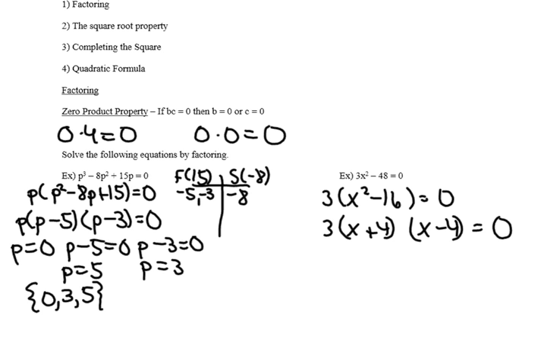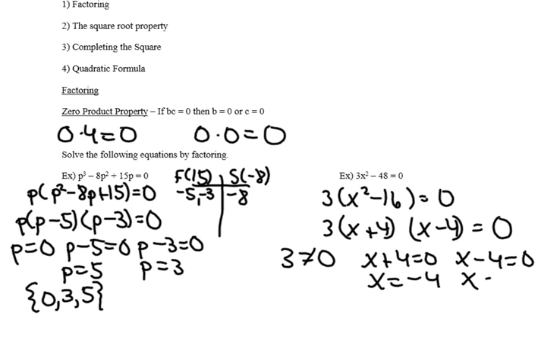Now, I want to set each factor that contains a variable equal to 0. In case you don't remember that, you can look at 3 equal to 0 and identify very quickly 3 does not equal 0. 3 is not a solution. But I can set x plus 4 equal to 0 and x minus 4 equal to 0. So we know our solutions here are 4 and negative 4. Again, you write the braces if they're asking for the solution set.